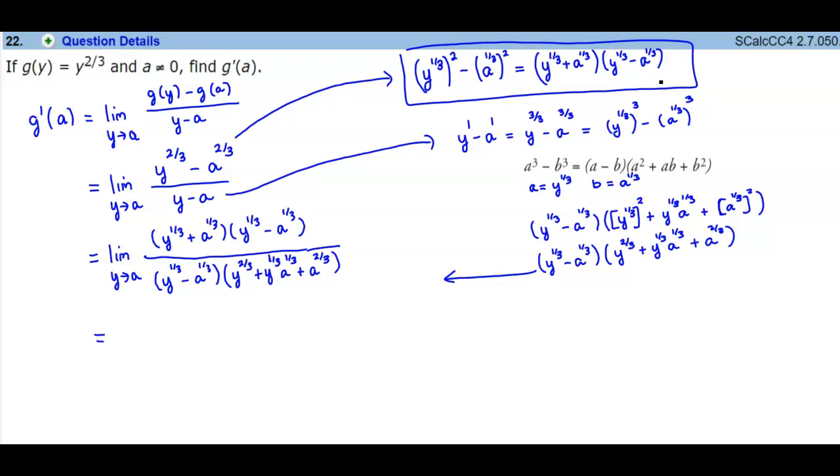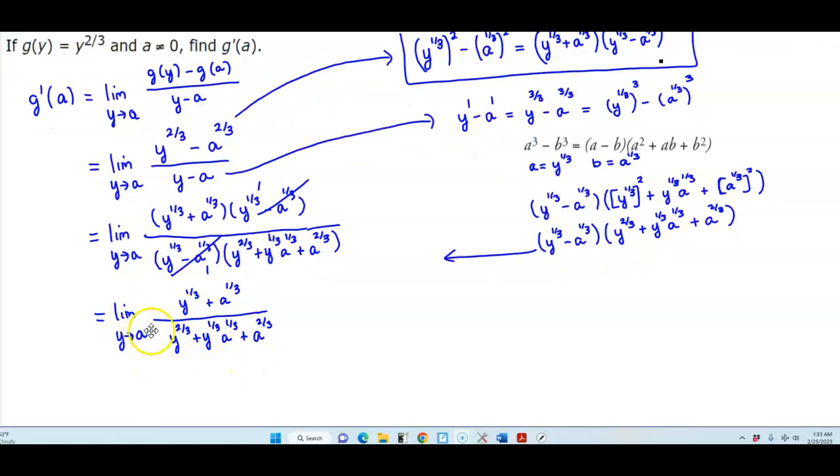And now, is there anything that we can simplify with the numerator and the denominator? And we can simplify those two. So now what's left is y to the 1/3 plus a to the 1/3 divided by y to the 2/3 plus y to the 1/3 a to the 1/3 plus a to the 2/3.